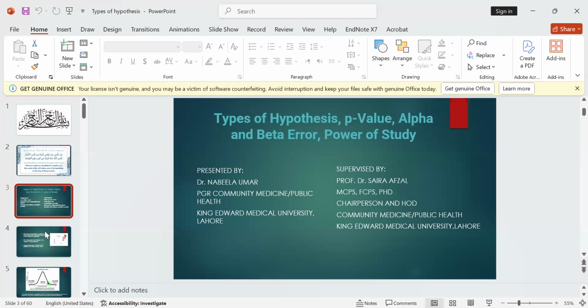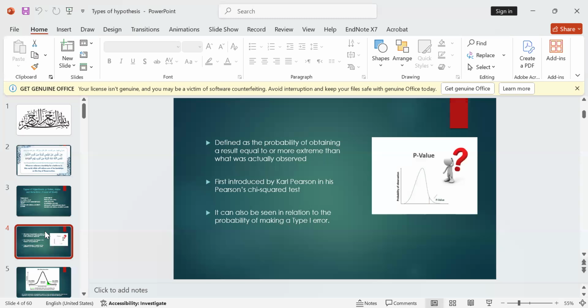What is a p-value? It is defined as the probability of obtaining a result equal to or more extreme than what was actually observed. It was first introduced by Karl Pearson in his Pearson chi-square test. It can also be seen in relation to the probability of making a type 1 error.